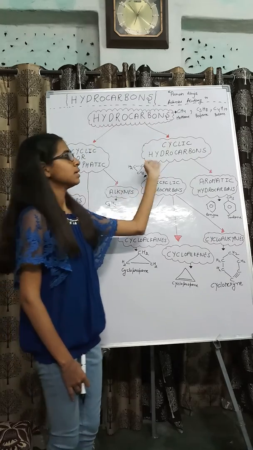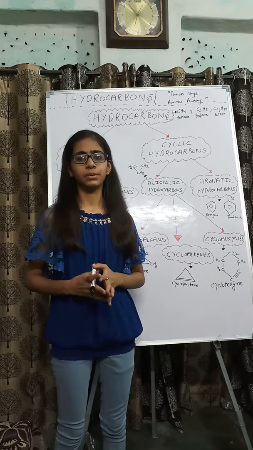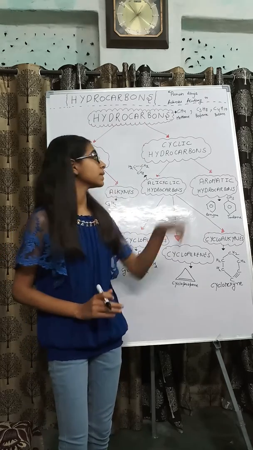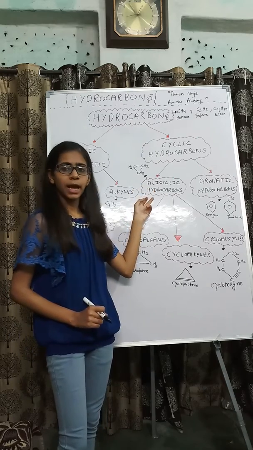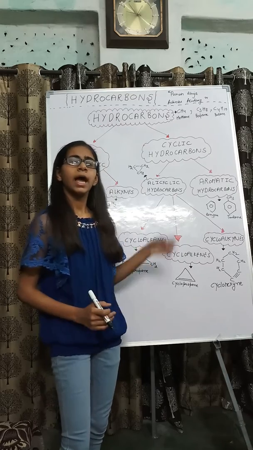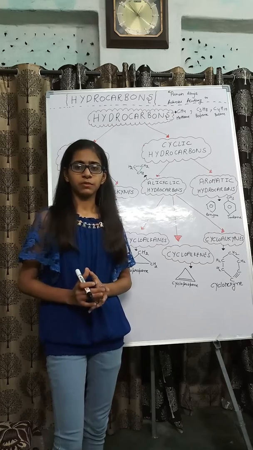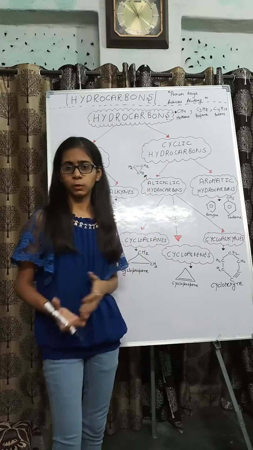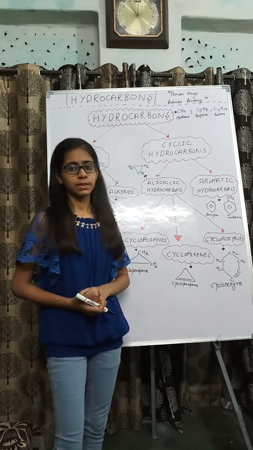Now let's discuss cyclic hydrocarbons. Cyclic hydrocarbons are those types of hydrocarbons which contain a closed chain of carbon atoms. They are divided into two parts: alicyclic hydrocarbons and aromatic hydrocarbons. Alicyclic hydrocarbons are also of this type, which contain a closed chain of carbon atoms in their compounds. For example, cyclopropane, cyclobutane, cyclopentane. These are some examples of alicyclic hydrocarbons.